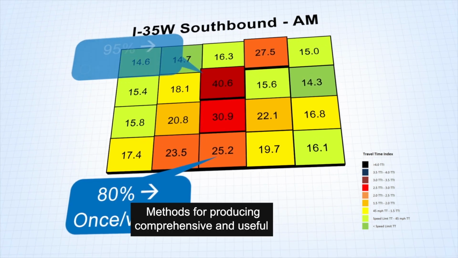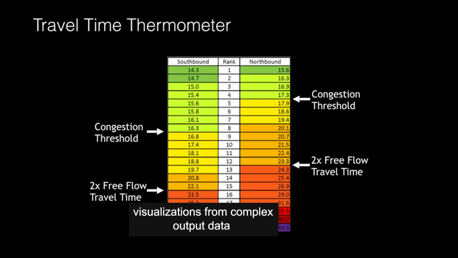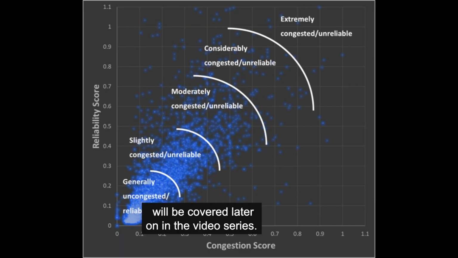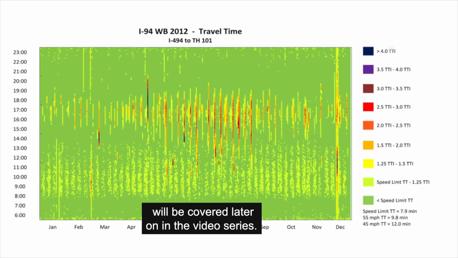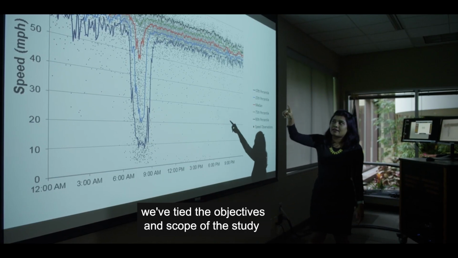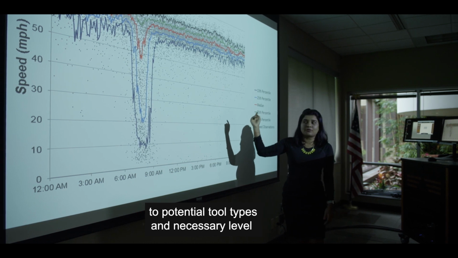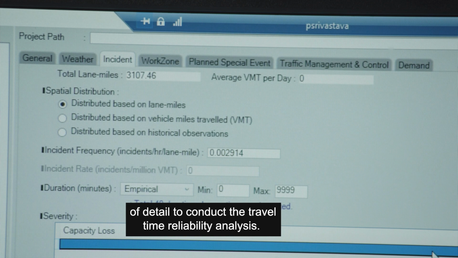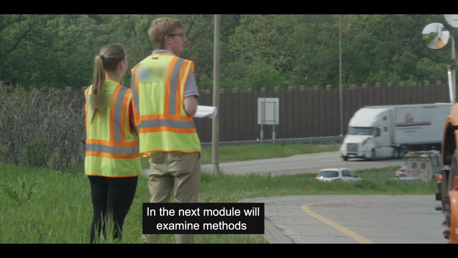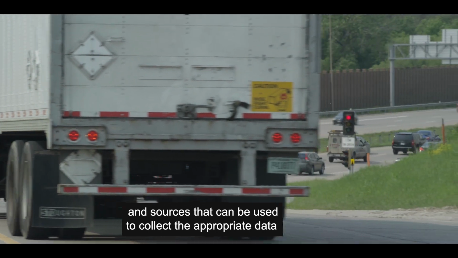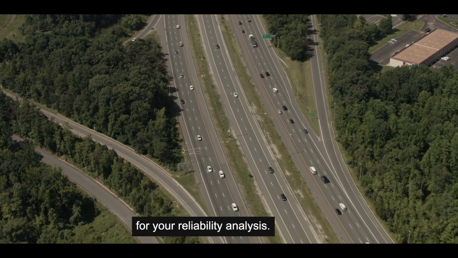Methods for producing comprehensive and useful visualizations from complex output data, such as that generated from simulation tools, will be covered later on in the video series. In this module, we've tied the objectives and scope of the study to potential tool types and necessary level of detail to conduct the travel time reliability analysis. In the next module, we'll examine methods and sources that can be used to collect the appropriate data for your reliability analysis.